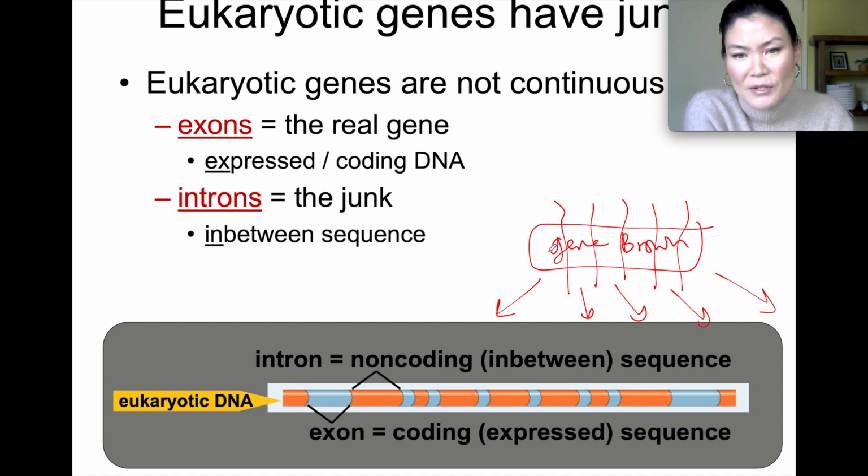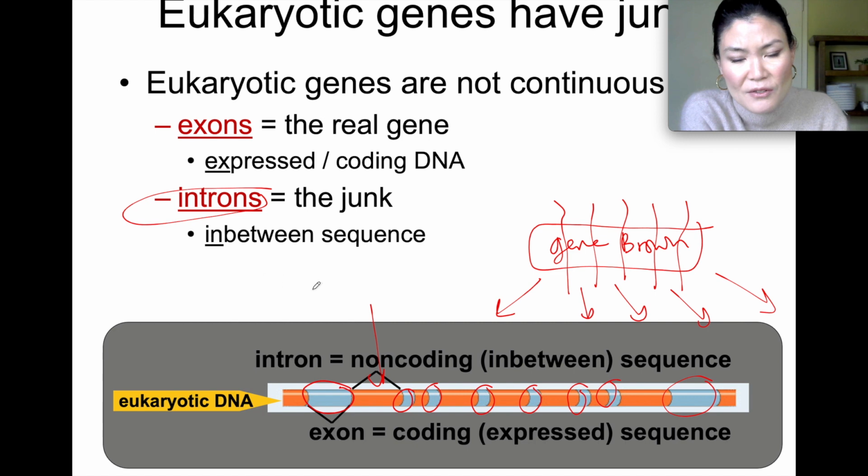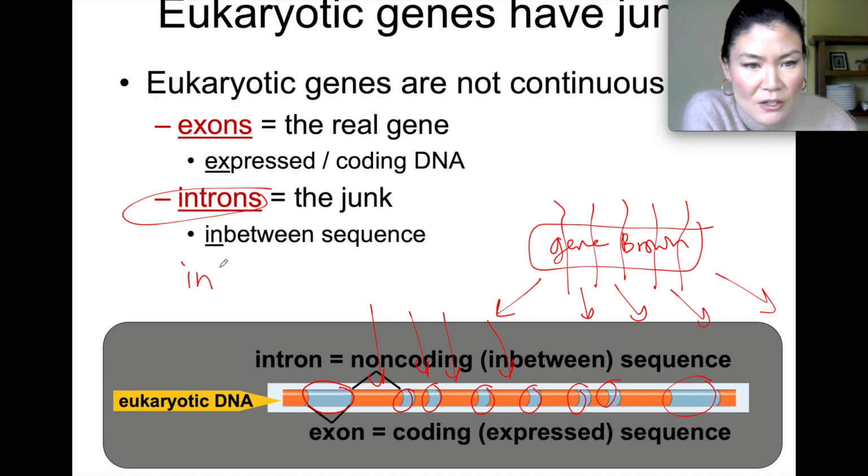But if the gene is split up into several pieces, you've got pieces of the gene here. This is like part, in blue, those are the parts of the brown eye gene that have been cut up and then put in the genome. And then the non-coding regions are in orange. Those are called introns. Introns are the non-coding regions. Those are like the in-between. So that's the best way to remember that.